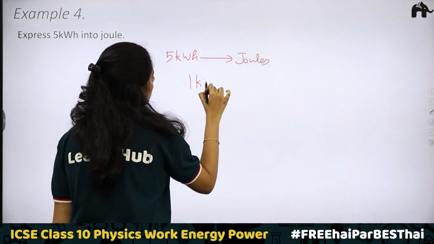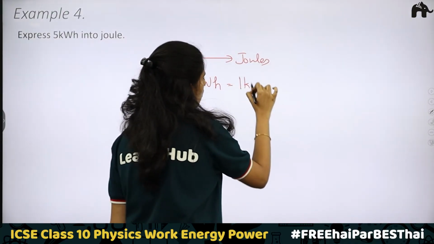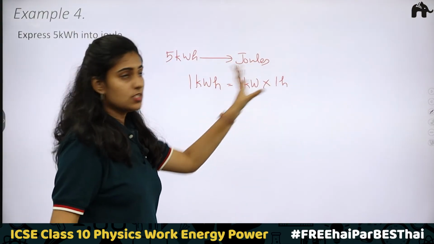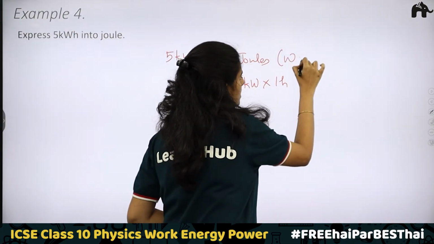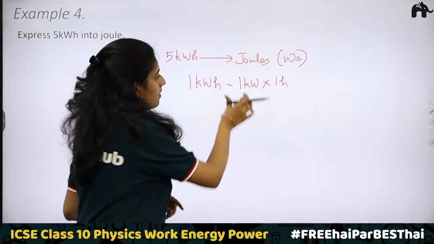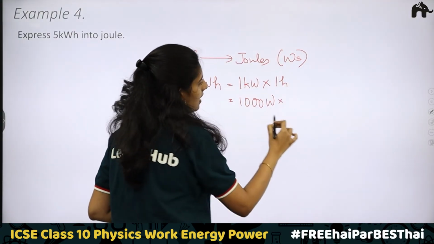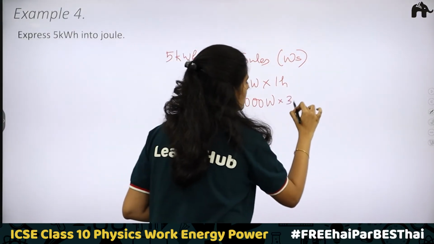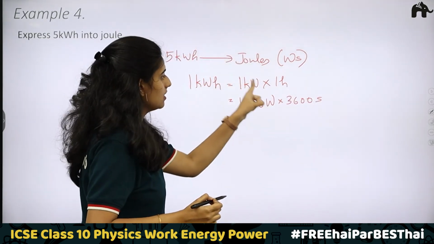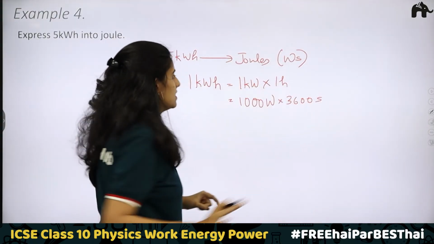What is 1 kilowatt hour? 1 kilowatt hour is equal to 1 kilowatt power into 1 hour. We have to convert into joules. Joule is equivalent to watt second. So here 1 kilowatt is 1000 watts and 1 hour is equal to 3600 seconds.